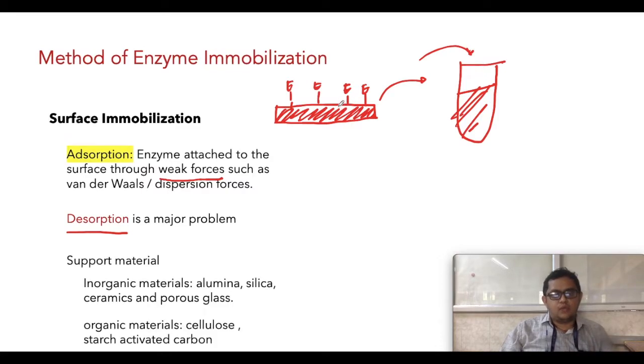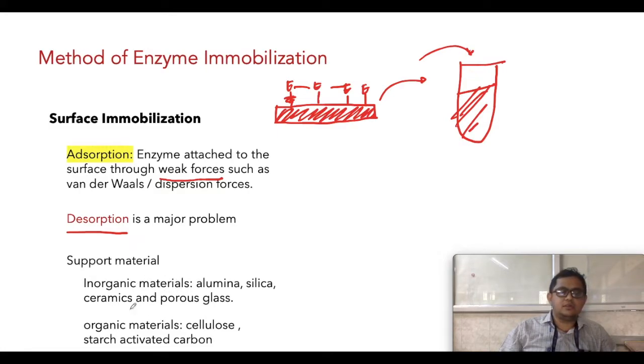So how can we avoid desorption? One way to do that is to use a glutaraldehyde-based linkage, or you can do cross-linking between the enzymes like this. So even if the breakage happens, because of this cross-linking with the glutaraldehyde, these enzymes remain intact over the surface. That is one way you can reduce the desorption. You can only reduce it, you cannot completely avoid it. So that is a major problem here.